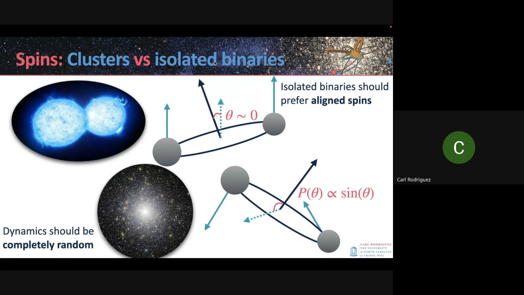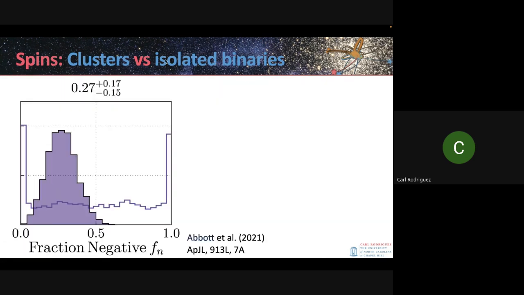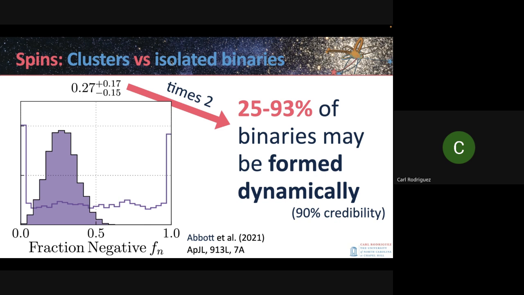And it turns out, if I go back and look in the LIGO data and ask how many of the systems appear to be negative, it turns out to be about 27%. Now, from clusters, it's completely random, so I expect half the time the spins to be negative, half the time positive. So if I multiply this by 2, this leads us to the conclusion that anywhere from 25 to 90% of LIGO's binaries may be formed in the cores of these star clusters.